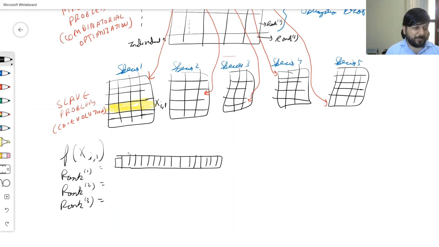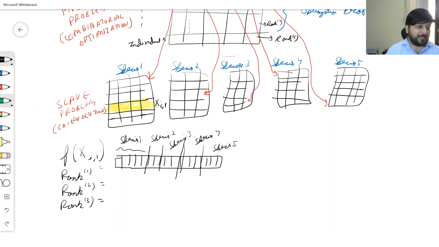So intuitively, this is species 1 part. Previously I called it the rank 1 of species 1. This is species 2. This is species 3. This is species 4. And this is species 5. And this is the same individual, so it's exactly the same individual over here.